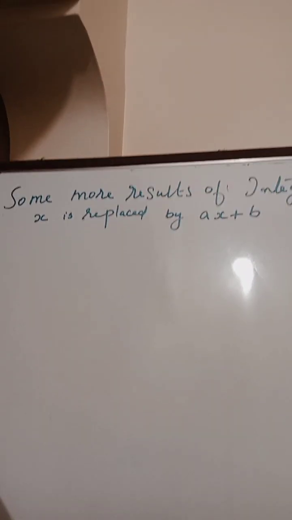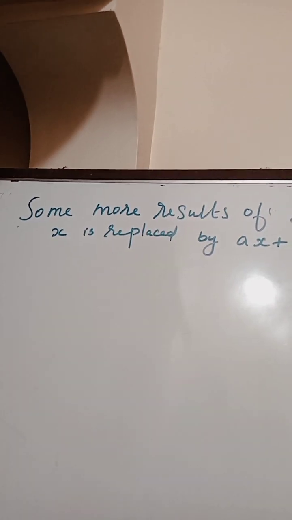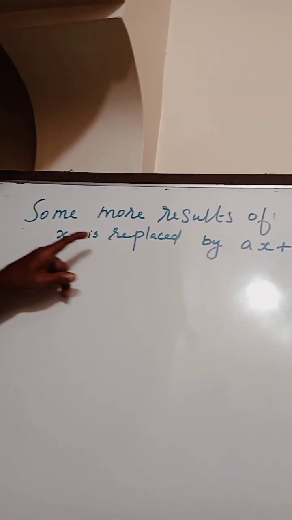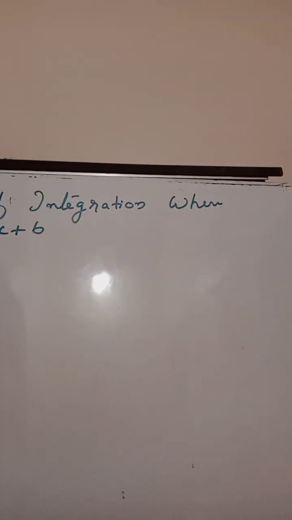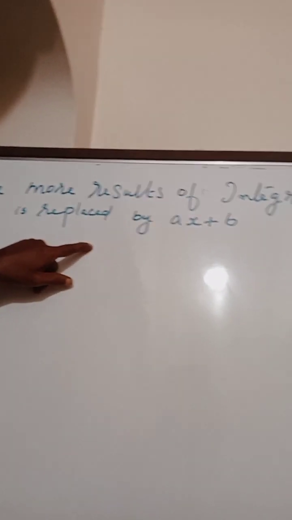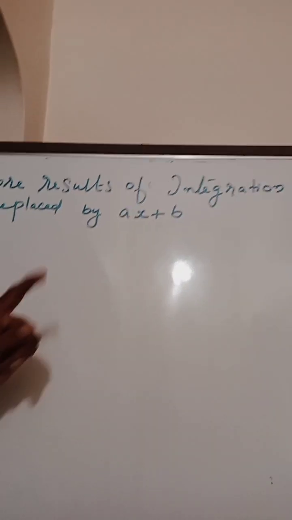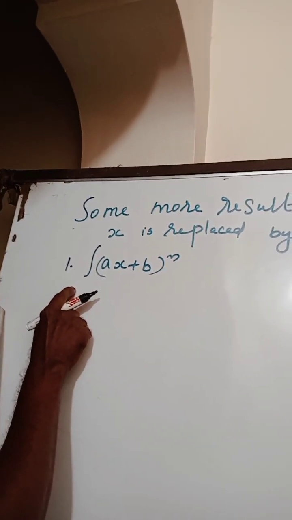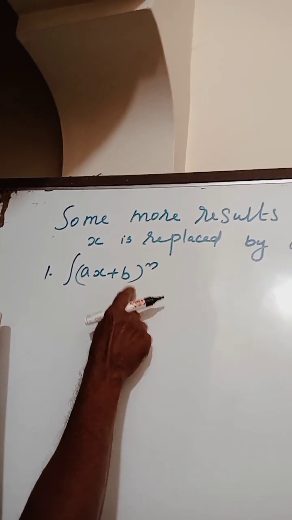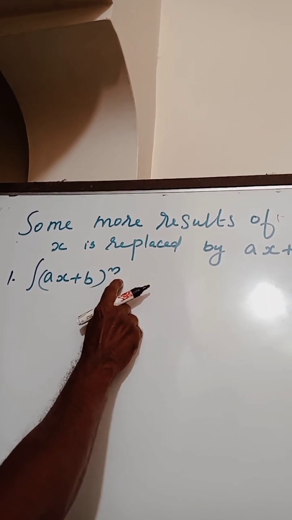In Part 1 we have learned some results of integration and some properties and have done some problems based upon those results. Here we are giving some more results of integration where x is replaced by ax plus b. First one is integration of ax plus b the whole raised to n.